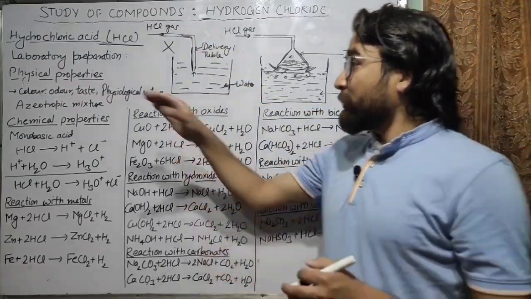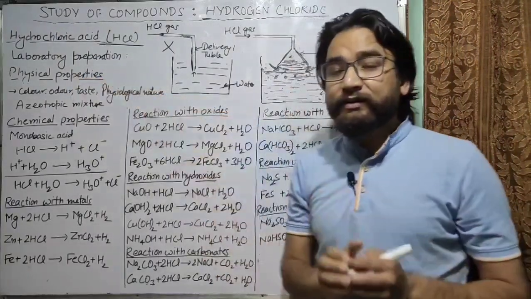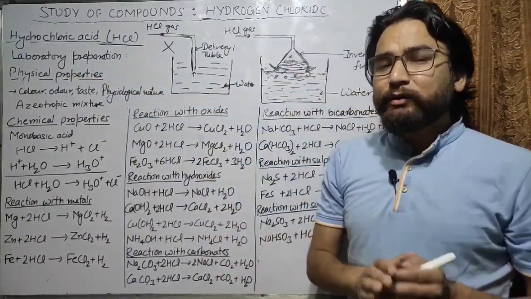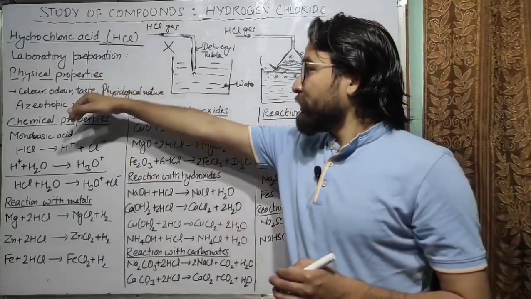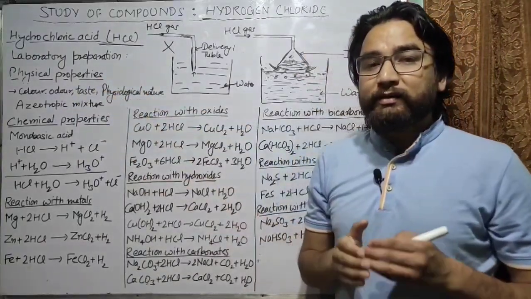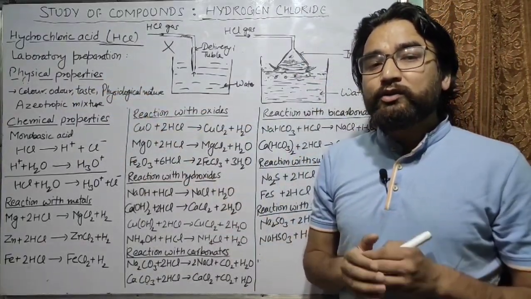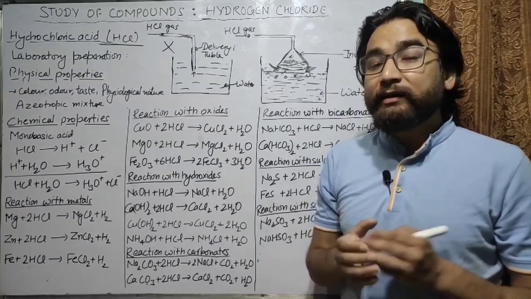Now the next topic that we are going to discuss is the physical properties of hydrochloric acid. First is color. You know that hydrochloric acid is the aqueous solution of hydrogen chloride. So it is a colorless liquid.